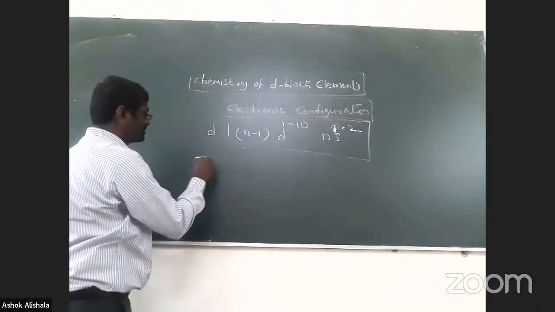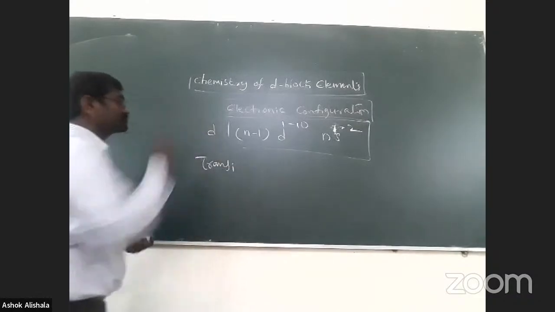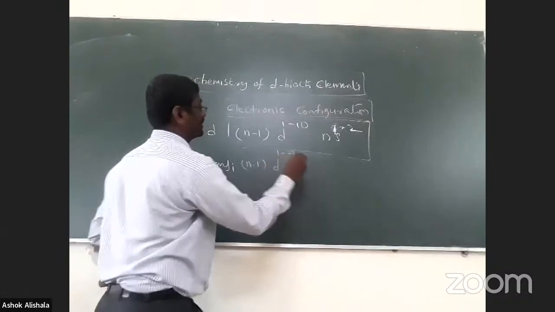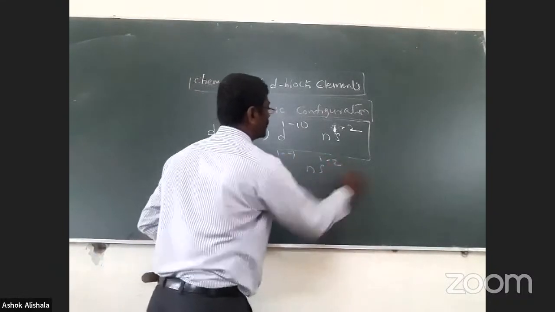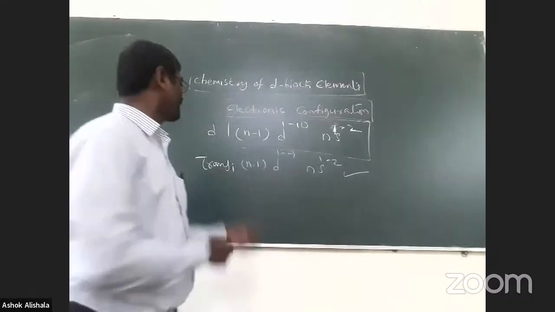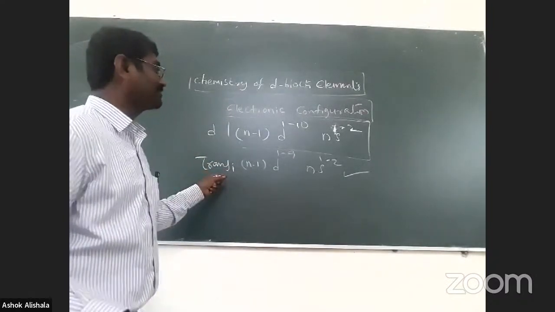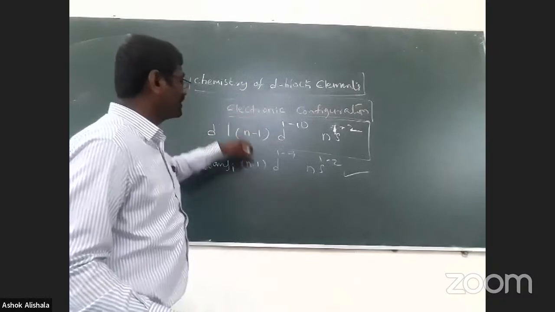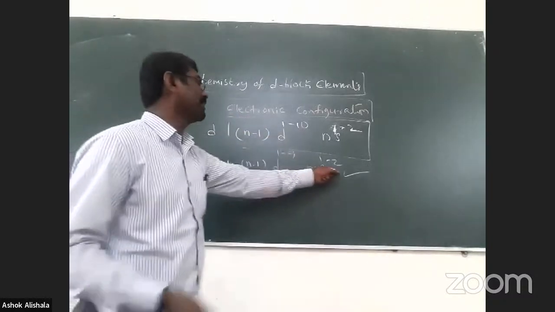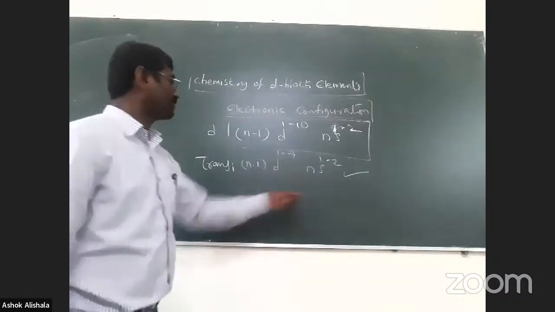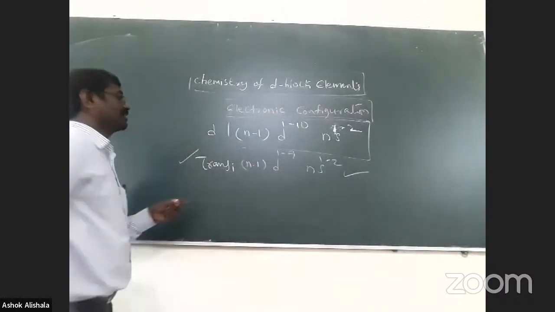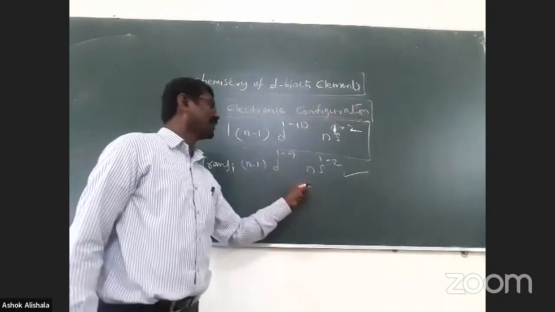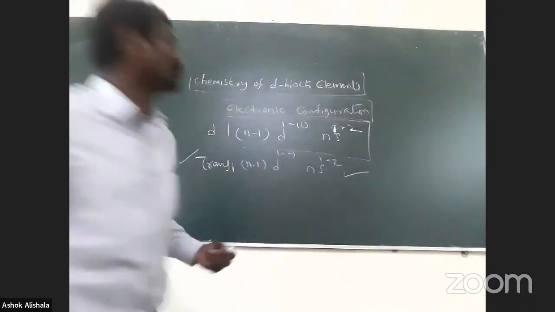What about the transition elements' electronic configuration? (n-1)d 1 to 9, ns 1 to 2. Among the following configurations, they will ask for the configuration of transition elements, and they may add the p, or s and p also. So the right answer is (n-1)d 1 to 9, ns 1 to 2.